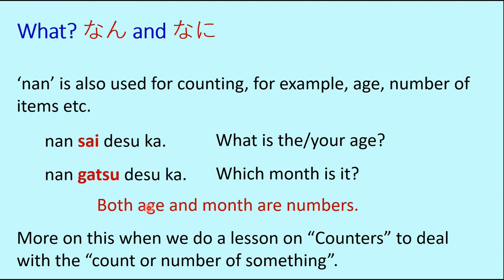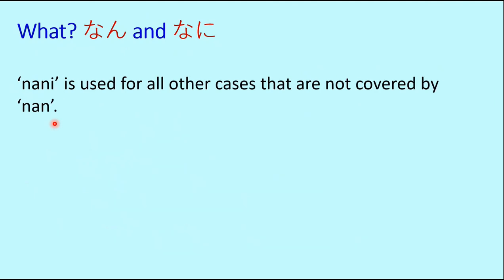For the time being, sai, gatsu, and anything that deals with a number needs to be preceded with nan if one wants to ask a question regarding that. So, nan sai desu ka and nan gatsu desu ka. This is the second rule for the usage of nan. Now we have seen two generic rules for nan.